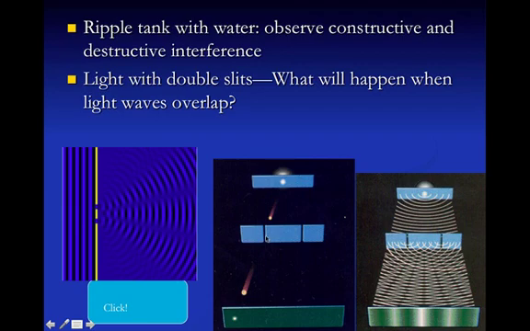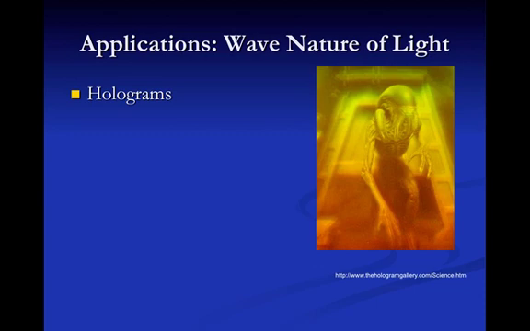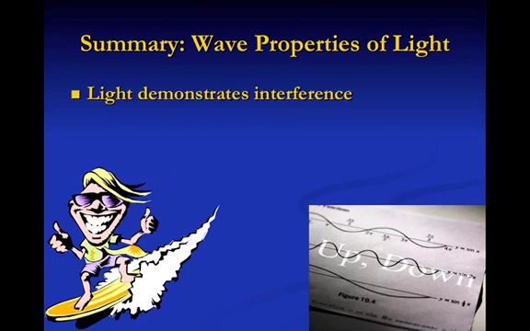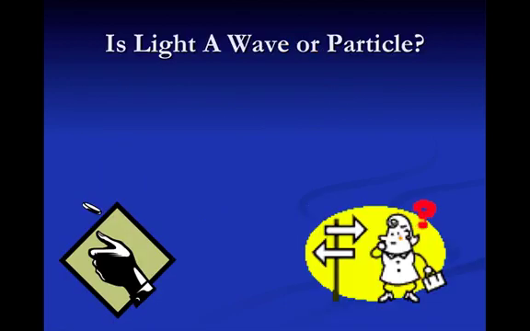What you see in this middle picture is when we shine the light through one slit, and then this is the picture the way it would look on the wall down here. When we shine the light through two slits, we get these bright and dark patterns, where the bright patterns are the constructive interference and the dark patterns are the destructive interference. So this is showing that light behaves like waves. Some applications of the wave nature of light include holograms, like this alien picture here, surveying equipment, checkout scanners, CDs, and video discs. To summarize, light demonstrates interference and reflection. These are the wave properties of light.